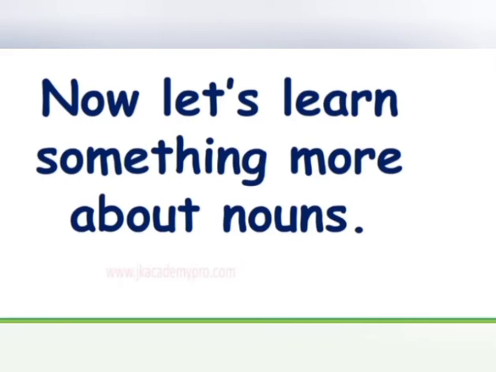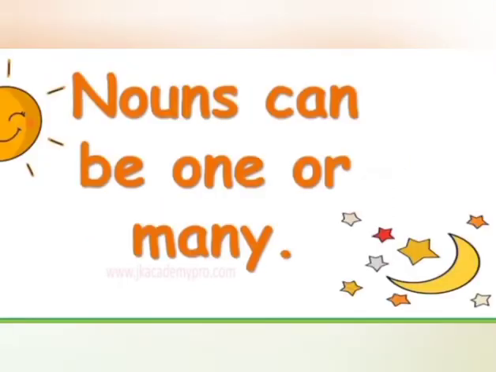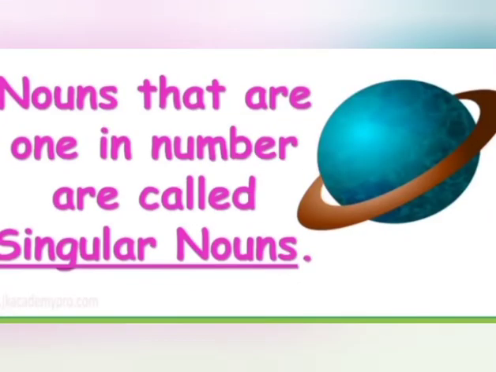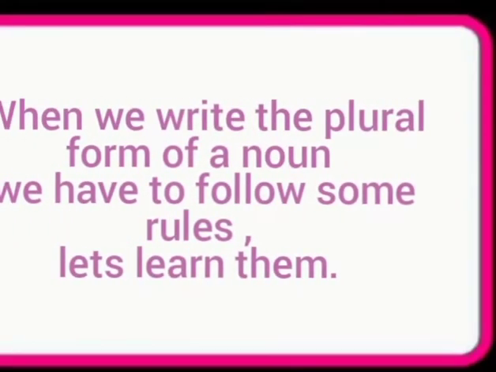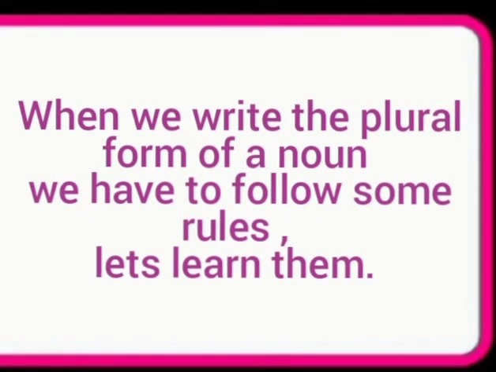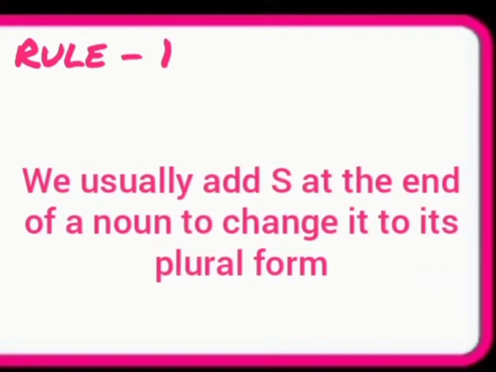Now let's learn something more about nouns. Nouns can be one or many. Nouns that are one in number are called singular nouns. Nouns that are more than one in number are called plural nouns. Children, when we write the plural form of a noun, we have to follow some rules. Let's learn them. Rule 1. We usually add S at the end of a noun to change it to its plural form.